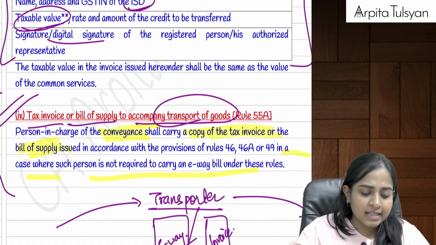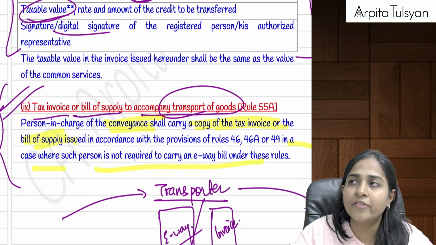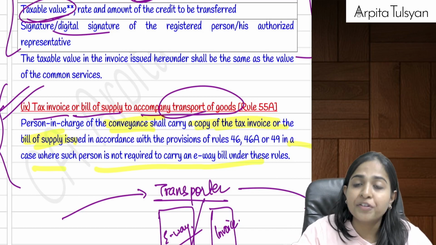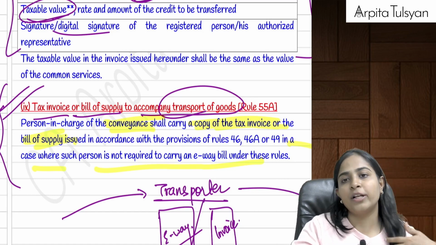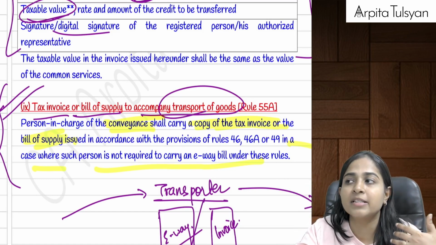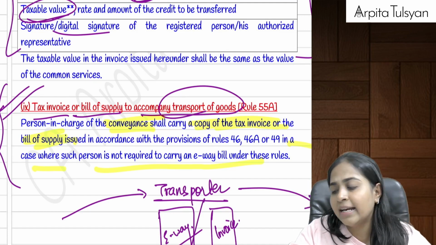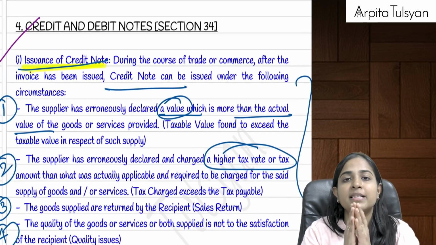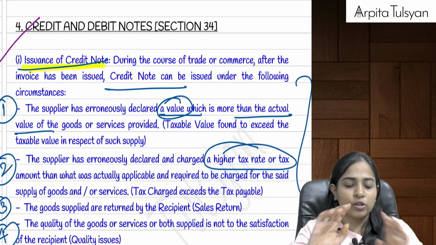Then they are telling us here that the person who is transporting the goods, or we can say the transporter, is required to have the copy of the tax invoice or bill of supply with him at the time of transporting the goods from one place to another. Suppose it is done without an invoice, meaning we are just sending the goods, at that time the delivery challan and e-way bill as required should be there with the transporter. Basically, there should be some documentary evidence available with the transporter while transporting the goods from one place to another.